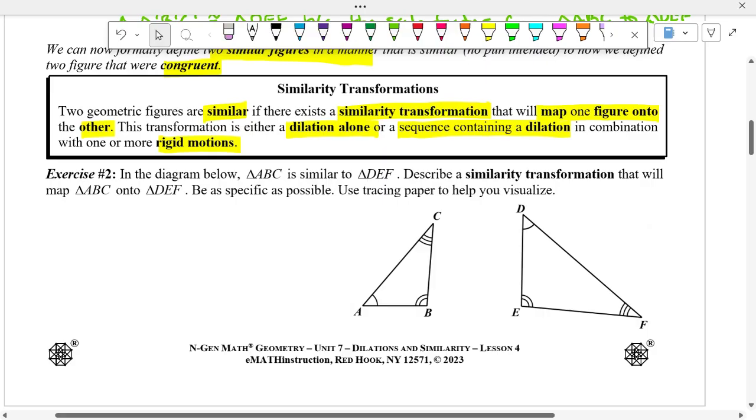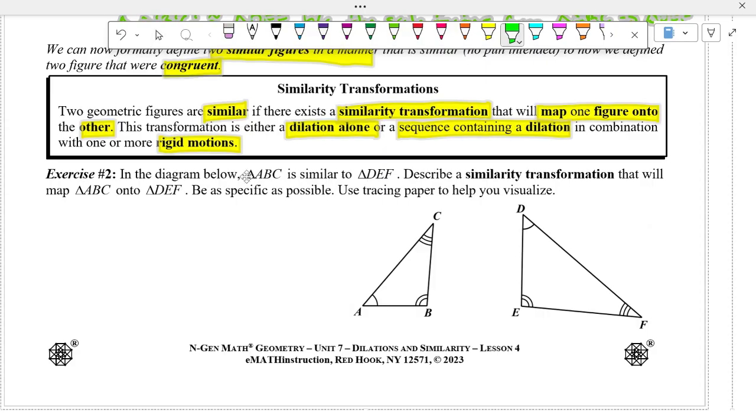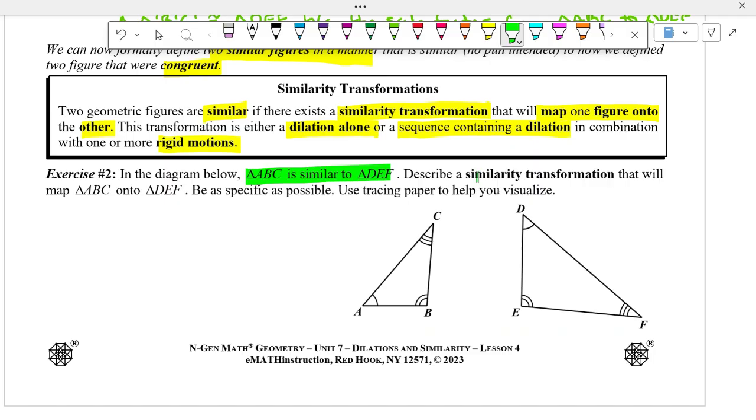Now, this next one states that ABC is similar to DEF. And we're going to describe a similarity transformation that will map ABC onto DEF, just to help us visualize. So first off, let's say we start with AB. All right. Now, they mark the angles for us. Remember, tick marks show you the corresponding parts. So that means A goes with D, B goes with E, C goes with F.